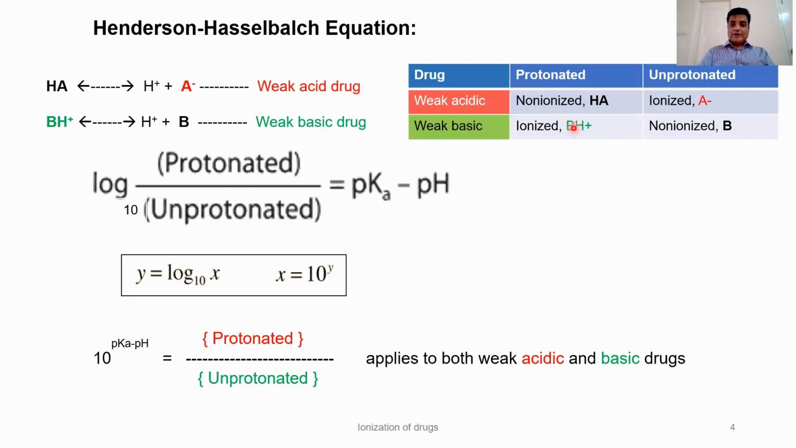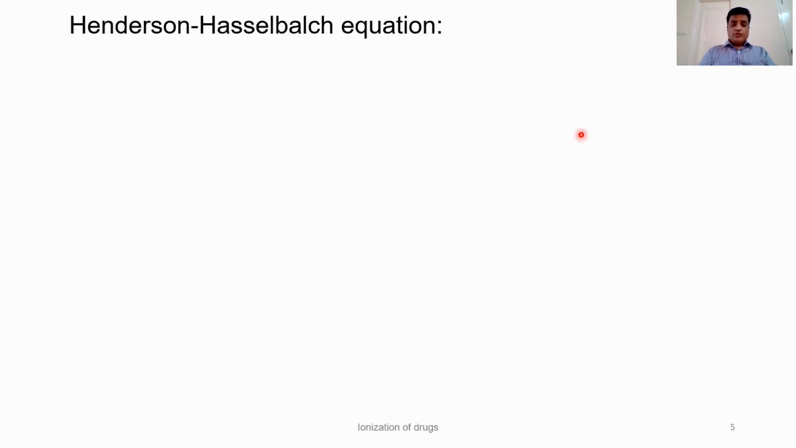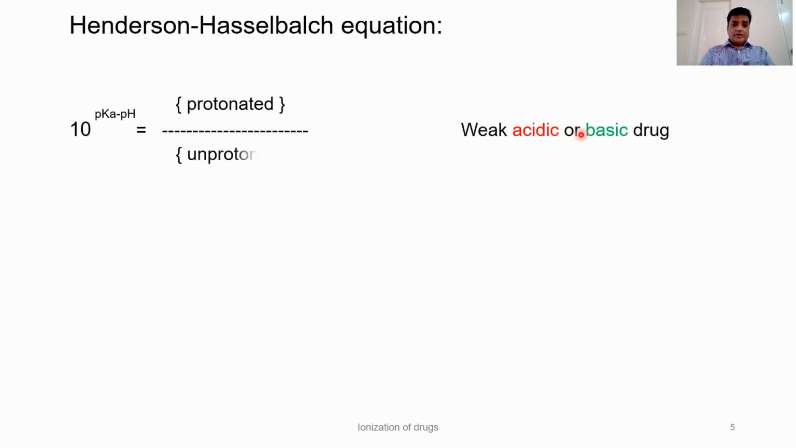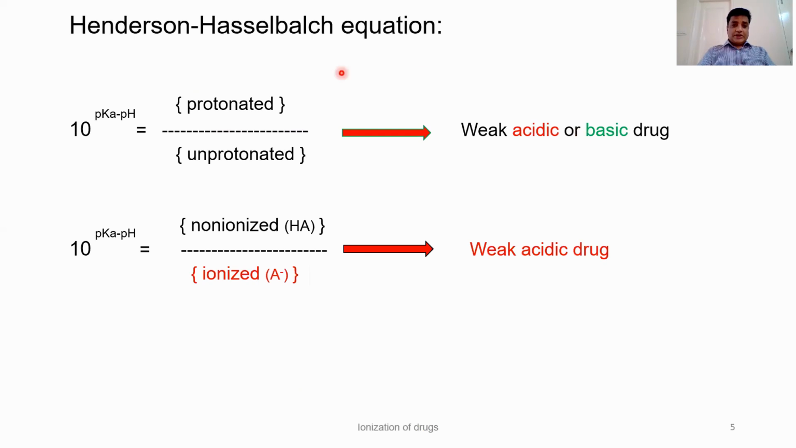And now note down again: the protonated form of an acidic drug is non-ionized. The protonated form of a basic drug, which means protonated with the hydrogen, is ionized. Now we go to this final review point, that this is the Henderson-Hasselbalch equation. We have derived it and made it comfortable for our pharmacology. And now look at here, 10 to the power pKa minus pH is equal to protonated over unprotonated for both acidic and basic drugs. And the protonated form for an acidic drug is non-ionized.